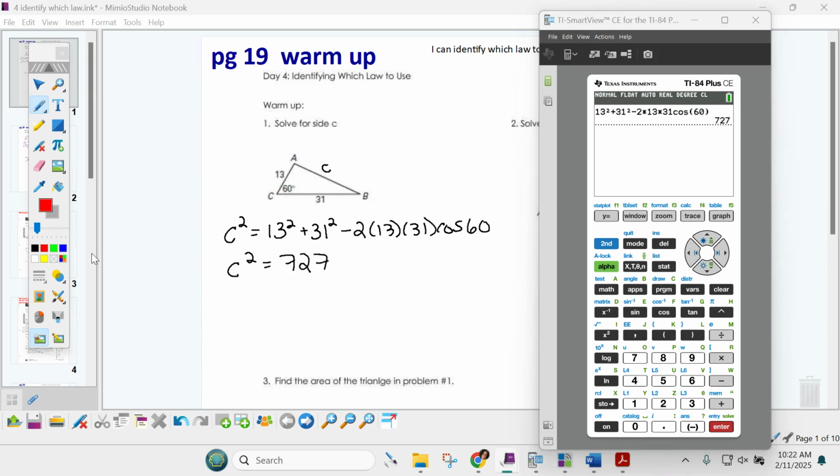So now we're going to square root both sides. And that side length is 26.96.